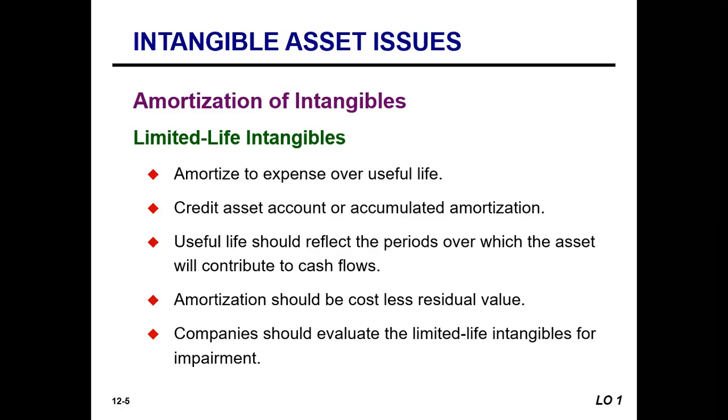Just like with property, plant, and equipment, we calculate amortization based on cost less residual value, or the value that it might have when we're done using it. We also call this salvage value, right? And just like we're going to see with unlimited life intangibles, we should periodically test all of our intangibles at least once a year for impairment.